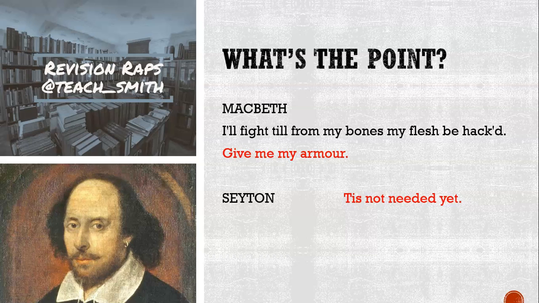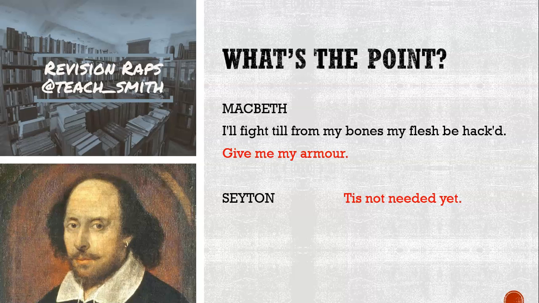Well, this section from Macbeth is an excellent example. So you have the excellent iambic pentameter in that first line: I'll fight till from my bones my flesh be hacked. Macbeth is determined to fight to the death. He's determined at the end of the play to fight until his flesh is cut from his bones. But then he says, give me my armour. 5 syllables.